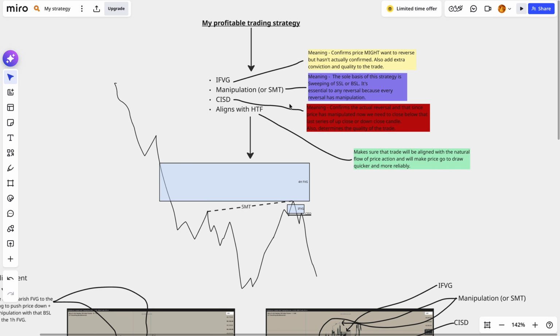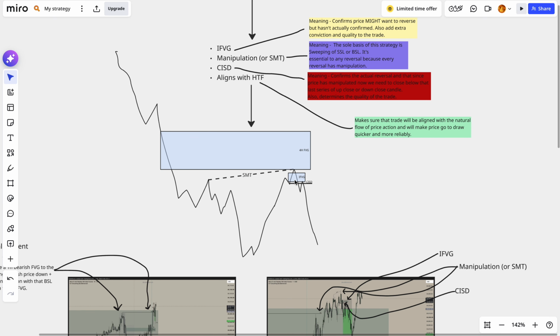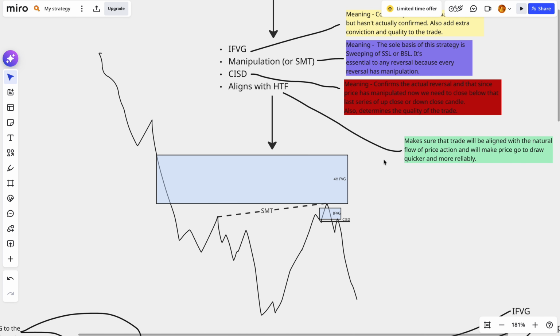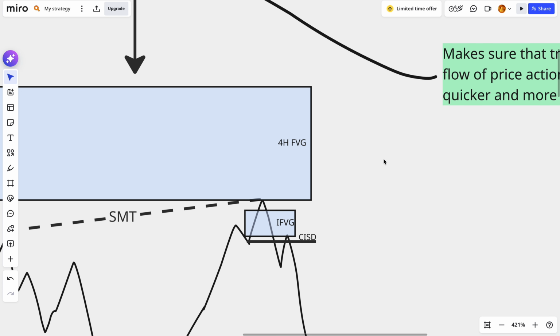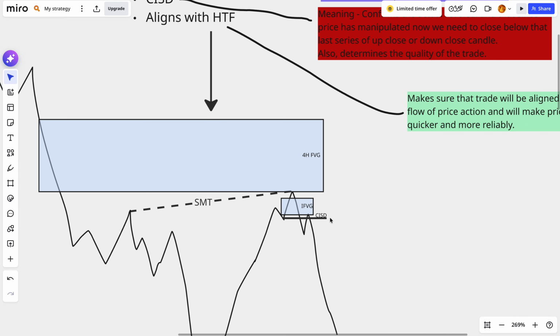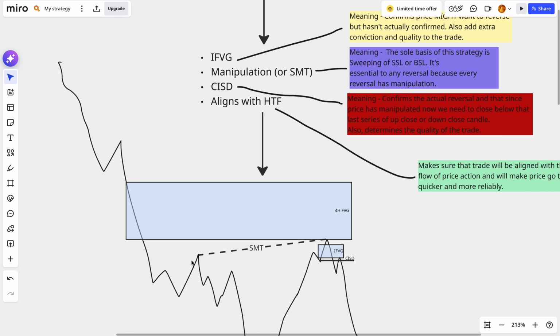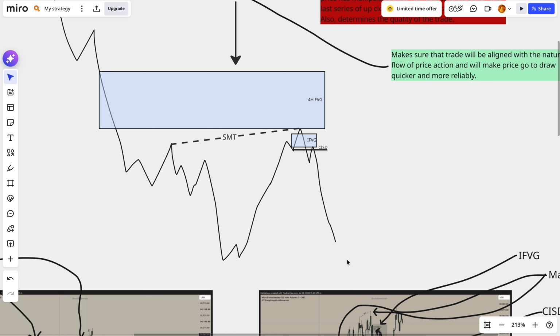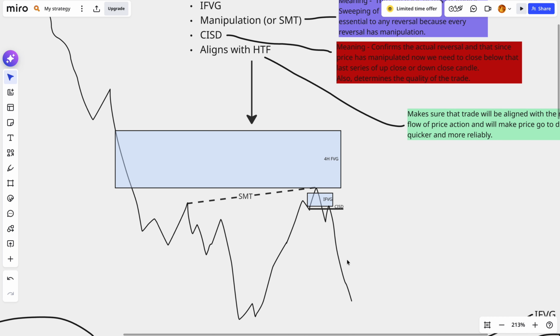So I think we all know what an inverse rally gap is. It's when we put in a rally gap and we run through it or close below it, and then a change of the state, pretty much, or a market structure shift. It's when we close below the last series of down close candles, and then manipulation obviously would be a SMT or just regular manipulation. And then aligning with a higher time frame means aligning with PD arrays or the natural flow of the higher time frame and where the trend is going, and executing internally on the 1 minute or 5 minute.